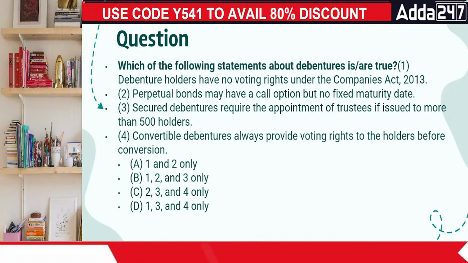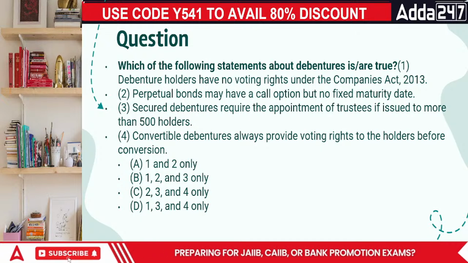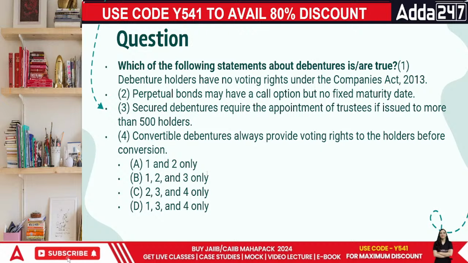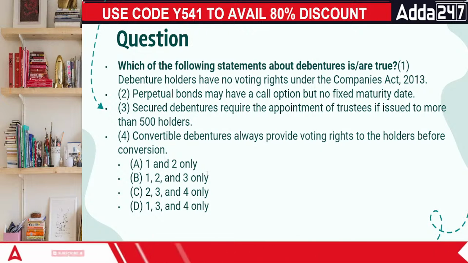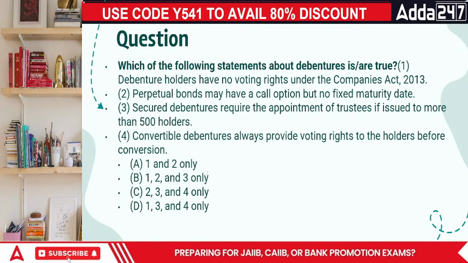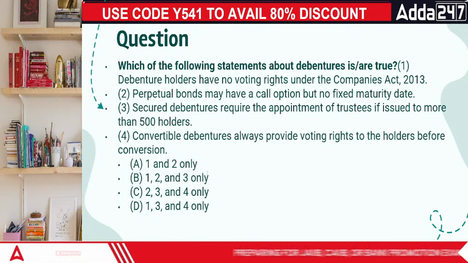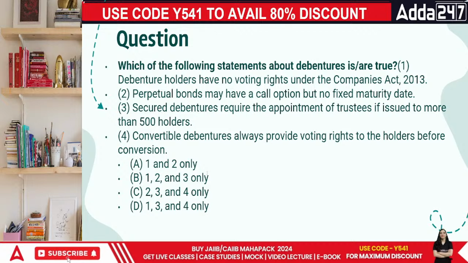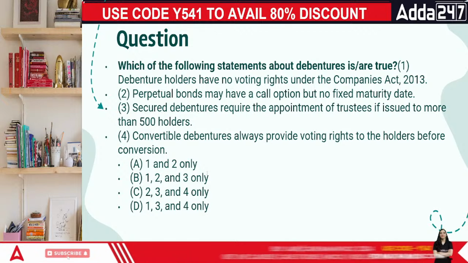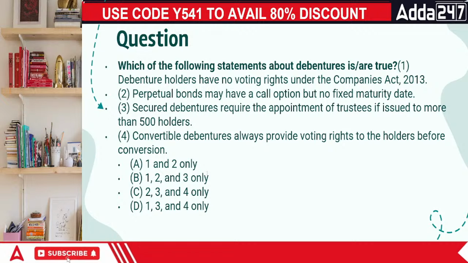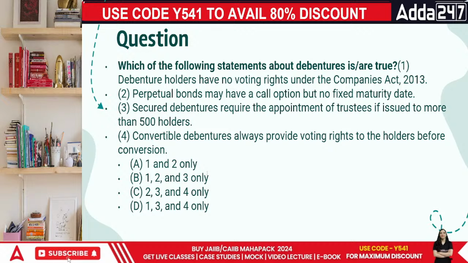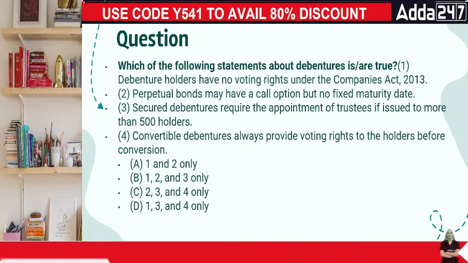Then the next part is secured debentures require appointment of the trustees if issued for more than 500 shareholders. Everyone, if you give a lot of loan to someone, you will try to keep a hold of the company so that they do not mercilessly use the funds that you have given to them. They should be answerable for all the funds that you have given to them. So technically, secured debentures require the appointment of trustees. They really need the trustees to be appointed so that there is no problem there.